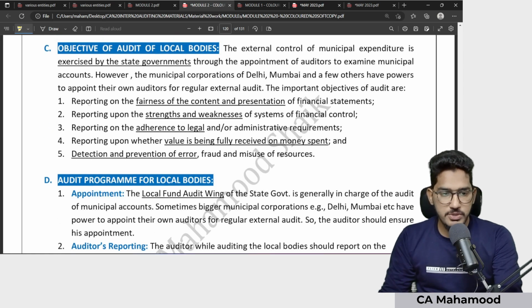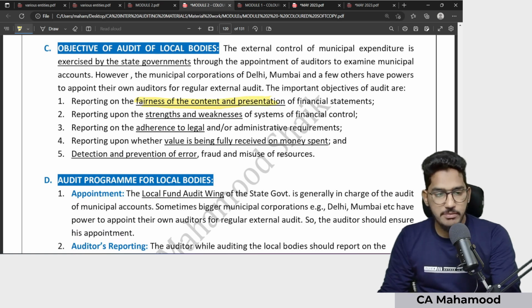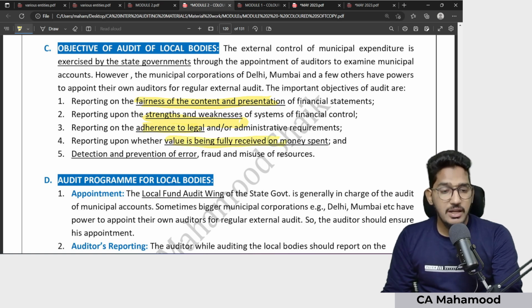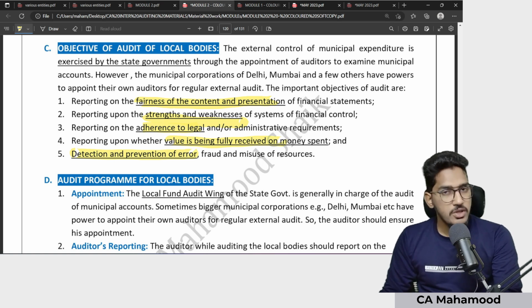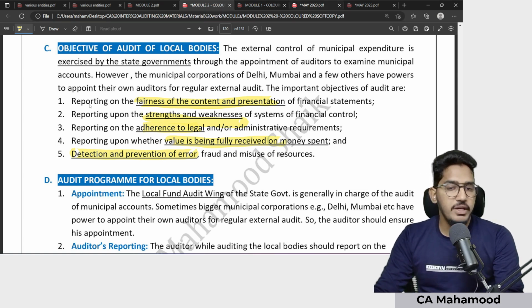Yeah, so these are the 5 objectives. As I was saying, we have to comment on fairness of the content and presentation of financial statements, strengths and weaknesses of internal control, adherence to legal or regulatory requirements, whether value is being received on money spent, and finally detection and prevention of error, fraud and misuse of the resources. So these are the objectives in conducting audit of a local body.